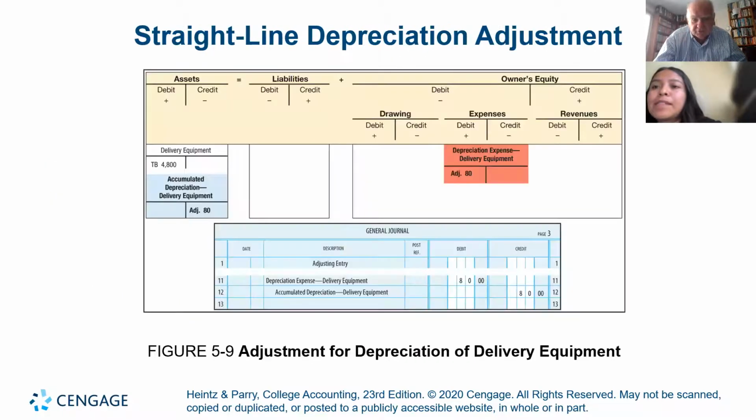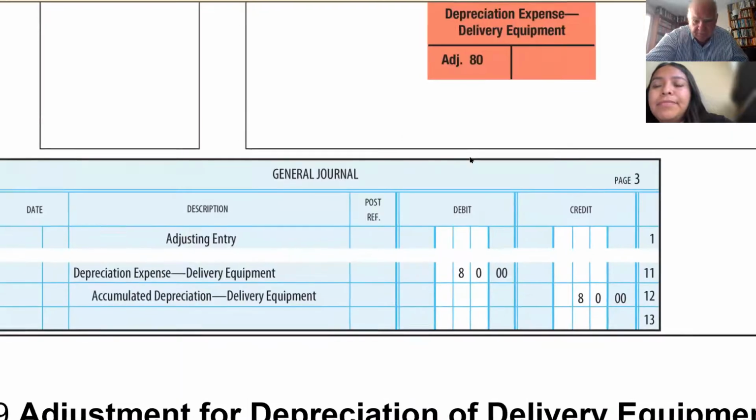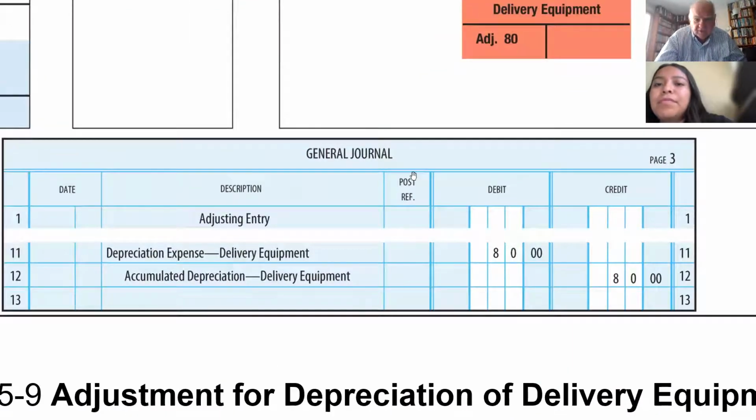It did not show us the journal entry. Oh, there it is here. The journal entry is always going to be the same. Debit depreciation expense, credit accumulated depreciation. Okay?